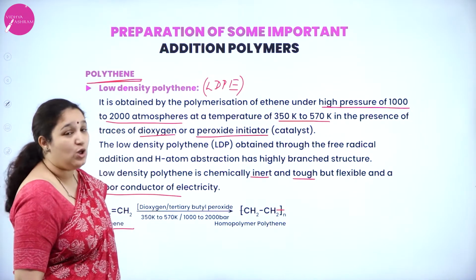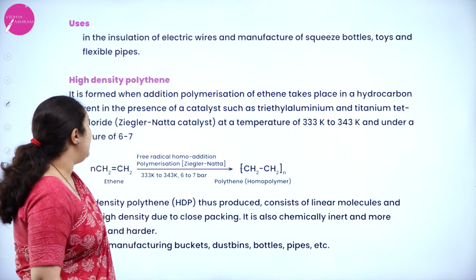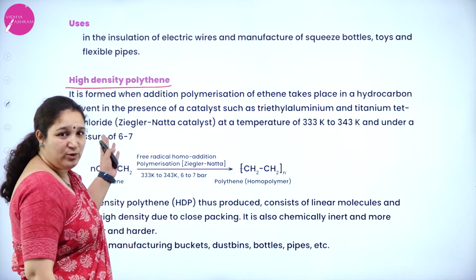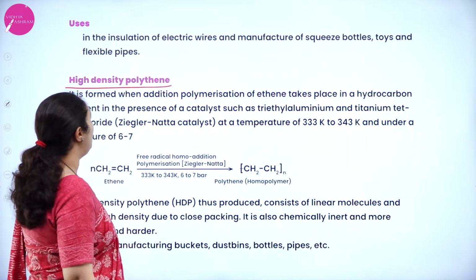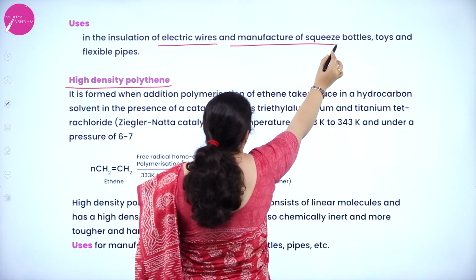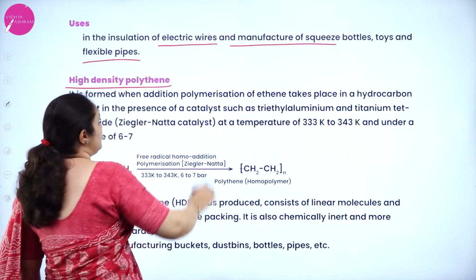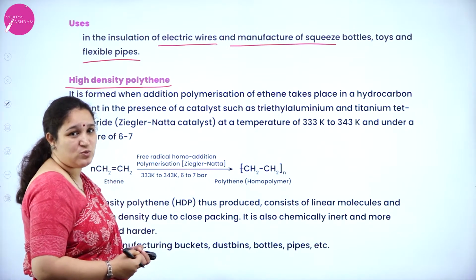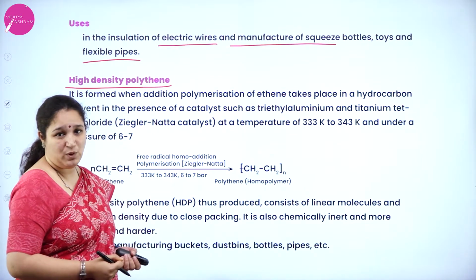So this is about low density polythene. Next is high density polythene. Before I go into high density polythene, uses of low density polythene: it is used in electrical wires, insulation, manufacture of squeeze bottles, toys, flexible pipes, etc. The plastic which is flexible, which we are using, is usually low density polythene.